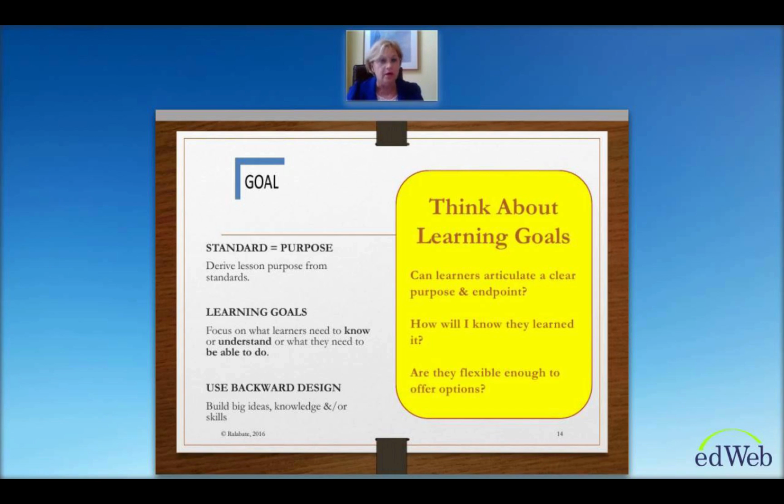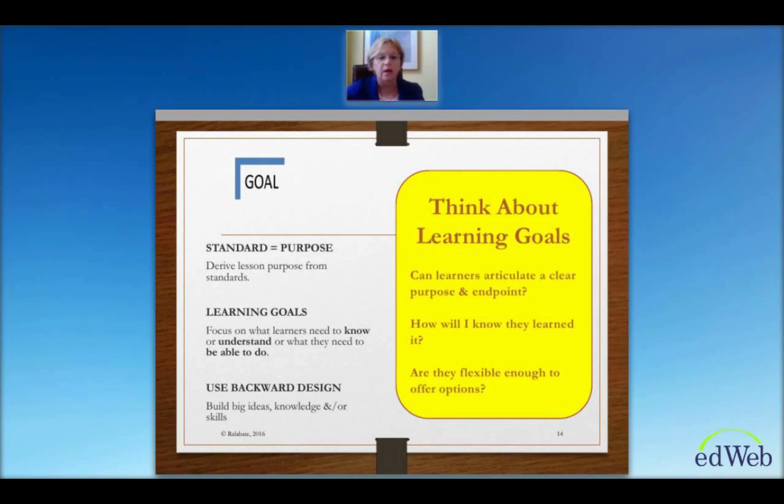Learning goals should focus, our experts tell us, on what learners need to know or understand, or what they need to be able to do. They don't focus on what the teacher's going to do. I found that backward design or understanding by design, which is a curriculum framework that's been out for a while, works really well. It aligns very well with UDL. So if you're currently using that kind of design for your lesson planning process, I think you'll see that this fits really well with that.